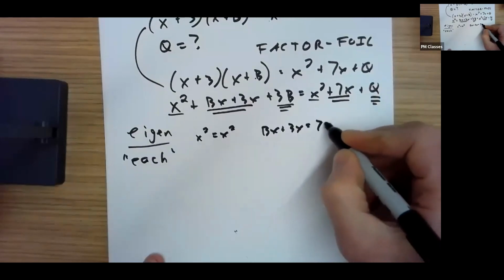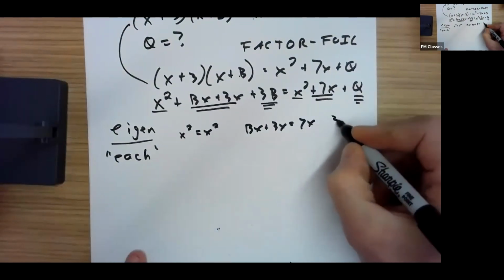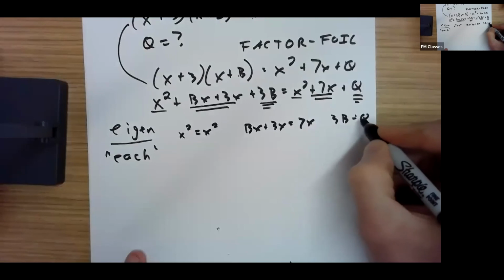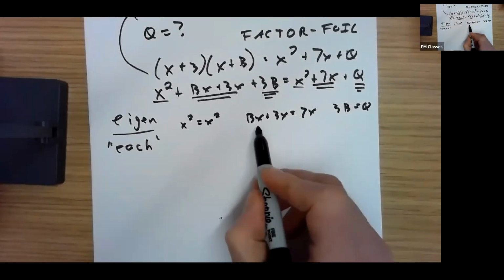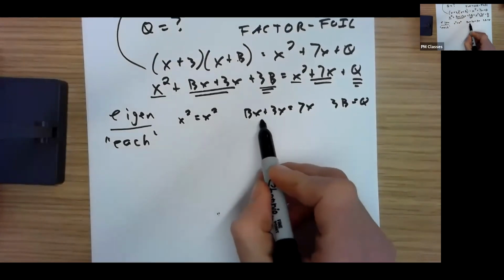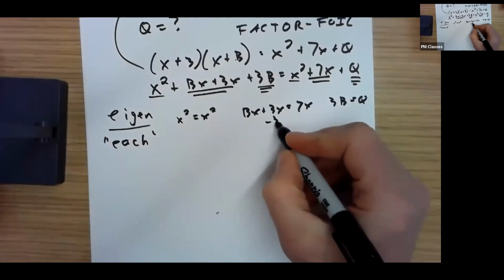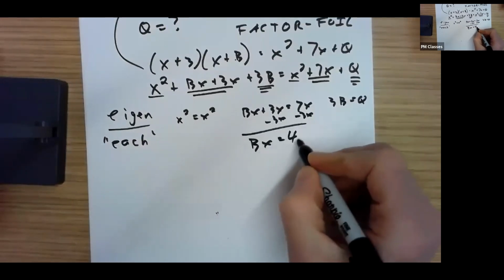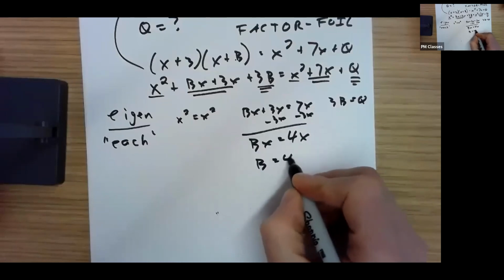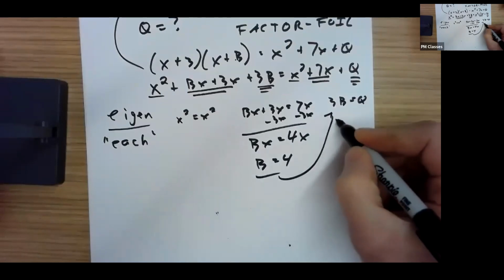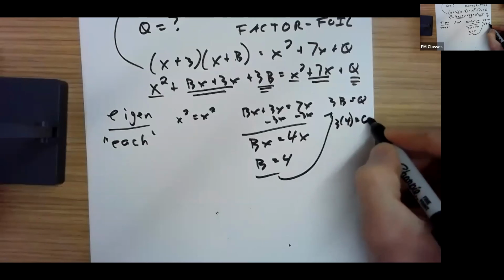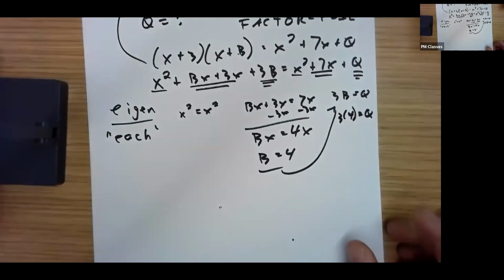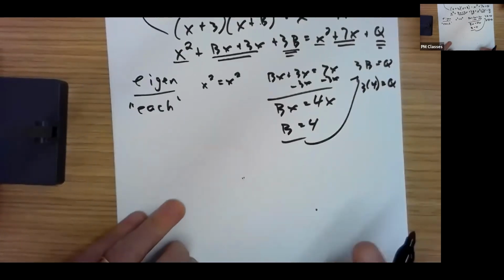It's a really funky thing. I have never seen anyone who learned this in school. I don't know why it's on the test, but it seems to be. So check this out. Bx plus 3x equals 7x. Bx equals 4x, which means, of course, that b equals 4, which I then can take up there and say 3 times 4 equals q. Like, really? Pretty fun, huh?